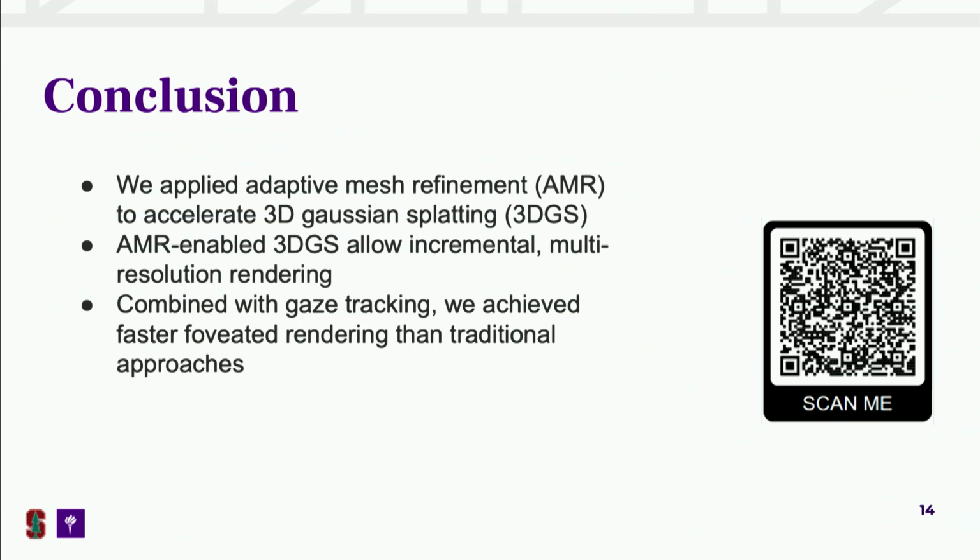So in conclusion, we applied the adaptive mesh refinement approach to accelerate the rendering of 3D Gaussian splatting to allow for incremental and multi-resolution calculation. And this turns out to be faster than the traditional approaches.